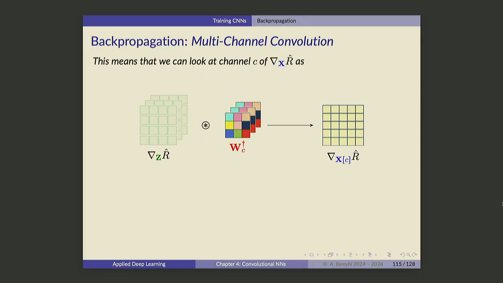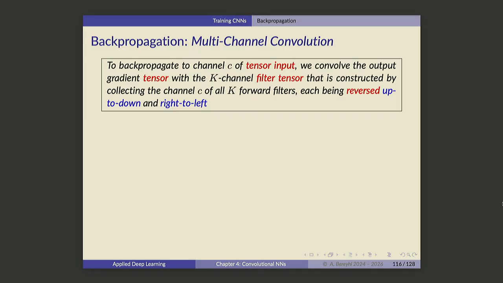So moral of the story, if you backpropagate in a tensor-like or multi-channel convolution, then in your forward pass you do a multi-channel convolution. In the backward pass, again, you do multi-channel convolution, same as before. The only thing that you need to do is to just resort the filter, right? Just flip every single channel in all the filters that you have. You resort them, you regroup them into the right format, and then that's it, right?